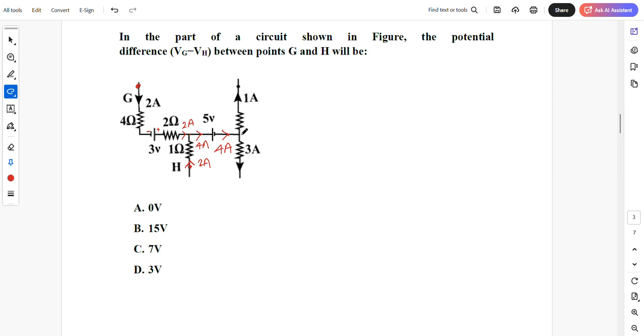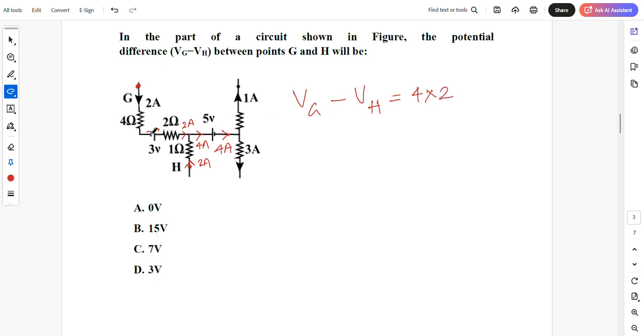1 ampere will go upwards, 3 amperes will come downwards. Now Vg minus Vh. Current will always flow from higher potential to lower potential. What happens when we calculate Vg minus Vh? Let us start from G. What is the drop here? Voltage drop here is 4 into 2.